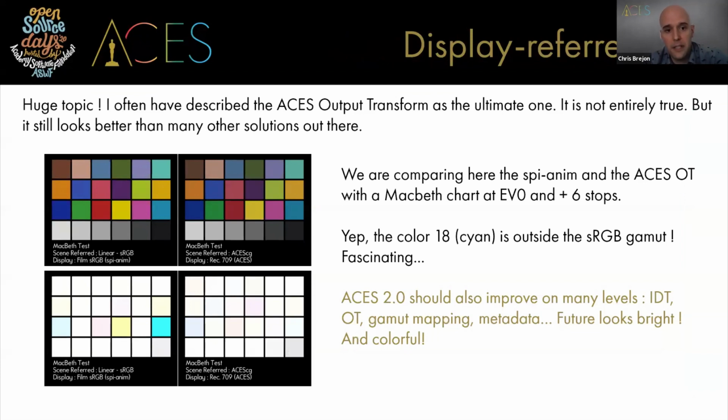I have done probably hundreds of tests comparing different display transforms. One of the most interesting was the following one. We compared the Macbeth chart displayed with the SPI-anim LUT versus the Rec 709 ACES output transform and increased the stops to compare. At 6 stops, you can clearly see what is happening. The color 18, which is cyan, does not go to white with the SPI-anim.